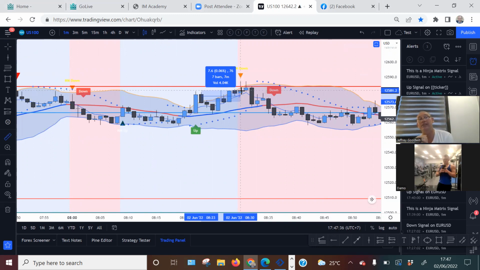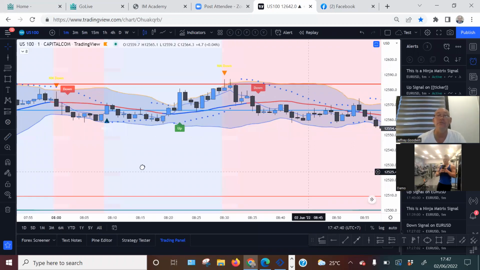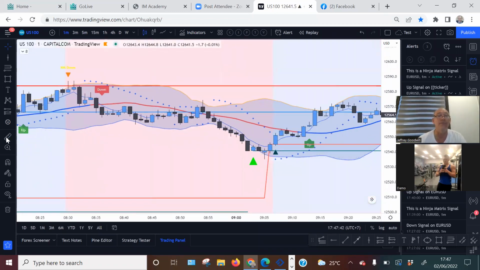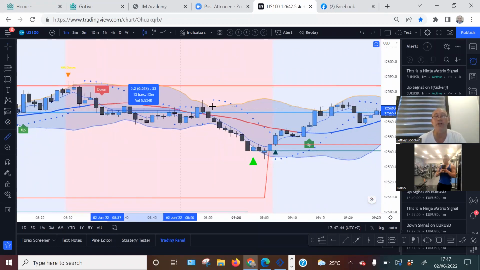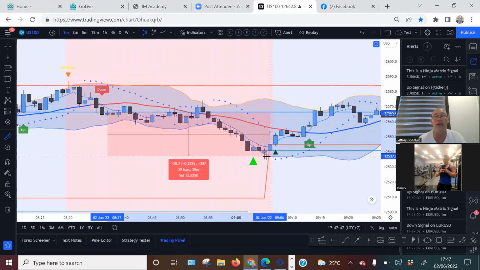Then goes into a matrix. It is a win, but I'm not going to class it as a win. Oh, it was a win. Yeah, there's the entry, comes break even, and 30 pips.